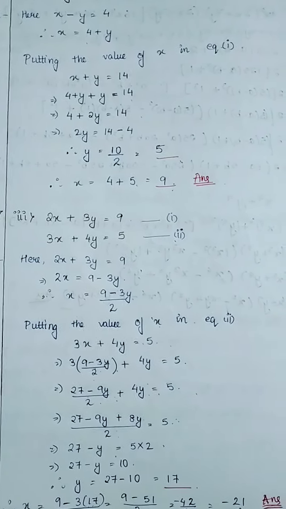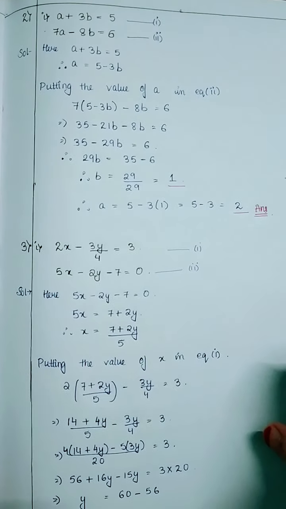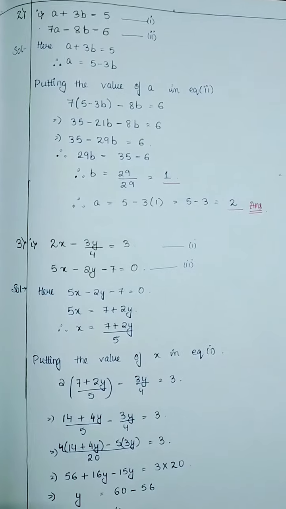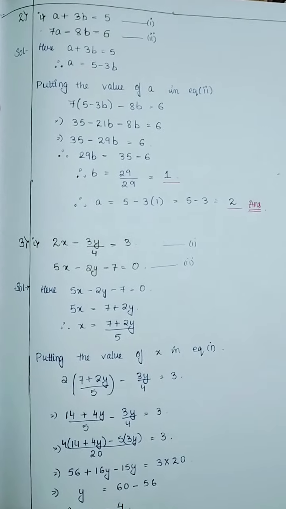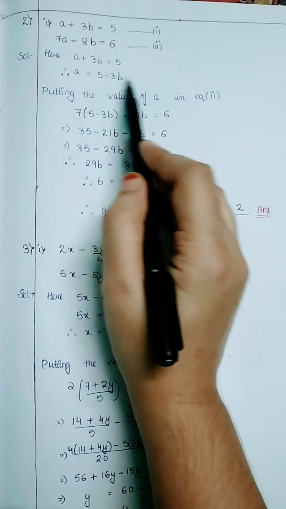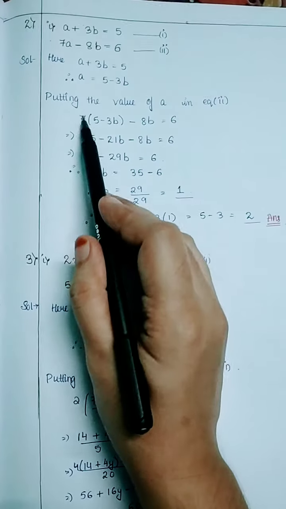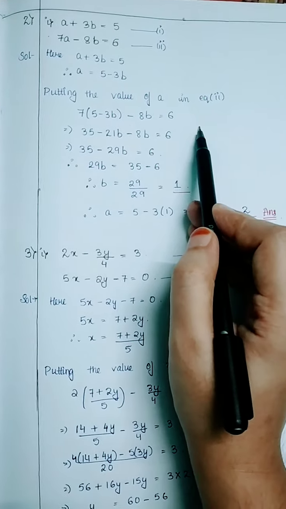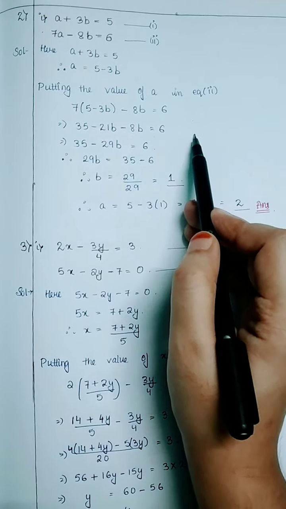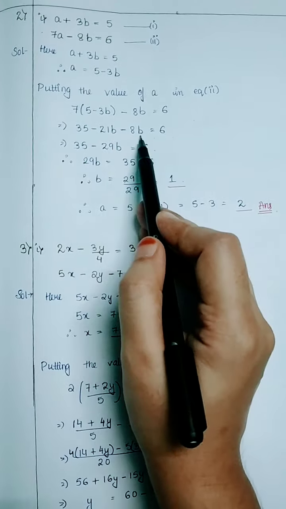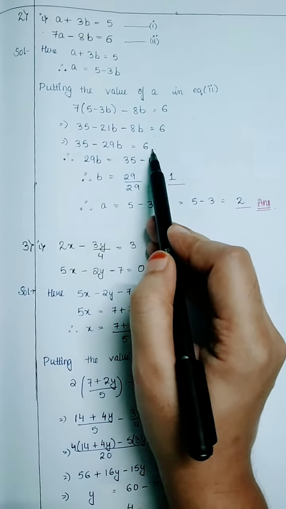Then let's move on to the next question. Question number 2, part 1. Here also two equations are given, but it is in the form of a and b. So again we'll do the same thing, just the variables are changed. So we'll find the value of a from the first equation, that is 5 minus 3b. Now we'll put the value of a in the second equation, so it will be 7 (5 minus 3b) minus 8b is equal to 6. So 7 5s are 35, 7 3s are 21, minus 21b minus 8b is equal to 6. So minus 21 minus 8 will be minus 29b is equal to 6.